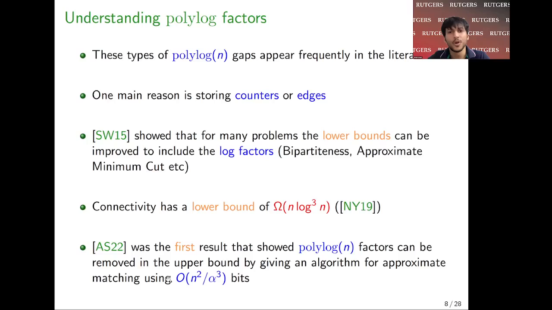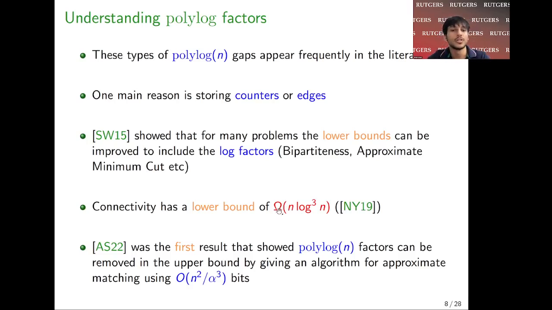And such gaps of polylog n appear very frequently in the dynamic streaming literature or even insertion only streams. One main reason is that storing counters or edges needs these log factors. So Sun and Woodruff in 2015 showed that for many problems, the lower bounds can be improved to include these log factors. For many insertion only problems, they showed that the lower bounds actually include these log factors, and some like bipartiteness, approximate minimum cut. These are some examples of the problems they looked at. And Nelson and Yu in 2019 gave a lower bound for connectivity of n log cube n bits in dynamic streams.